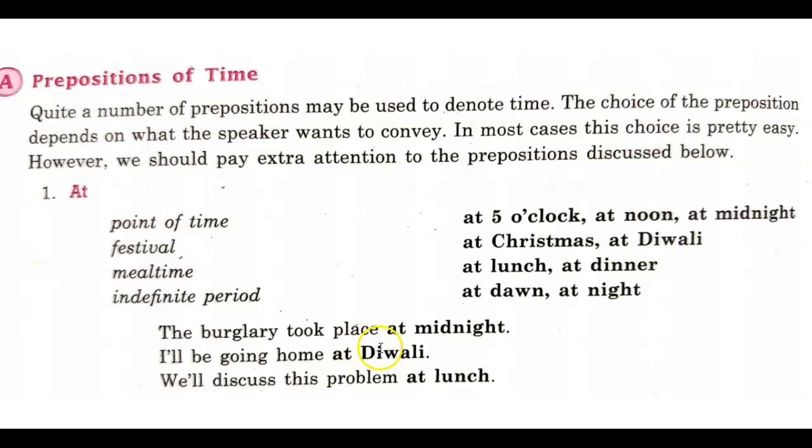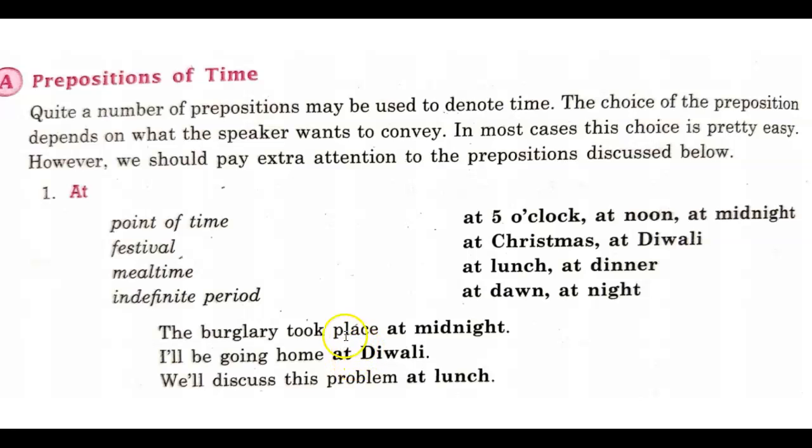The burglary took place at midnight. When? At midnight. So at is the preposition which tells us about the time. When did the thing take place? When did the action take place? I'll be going home at Diwali. When will I be going home?